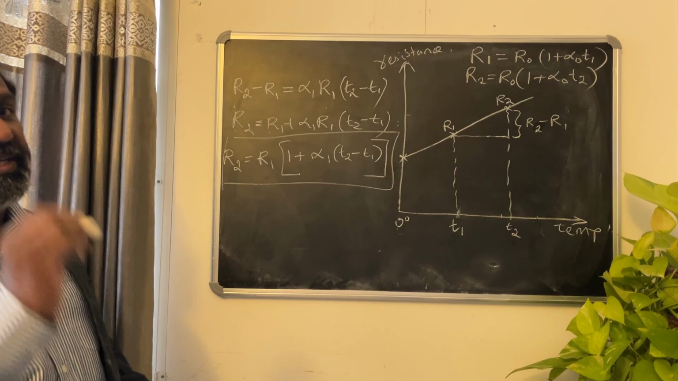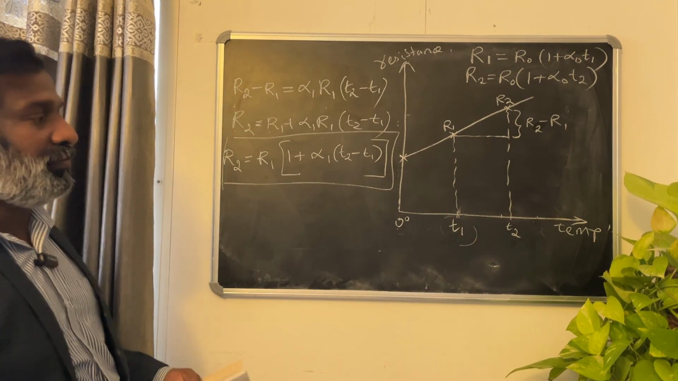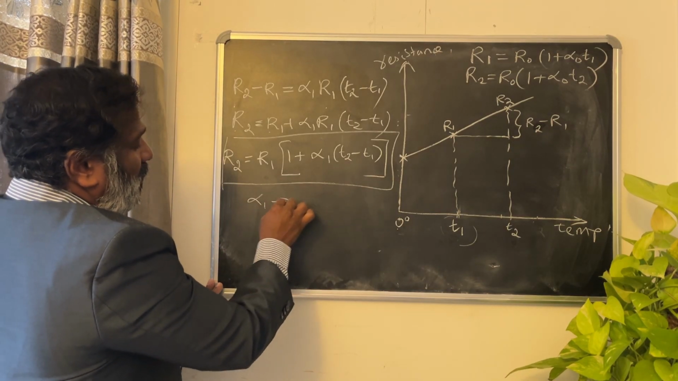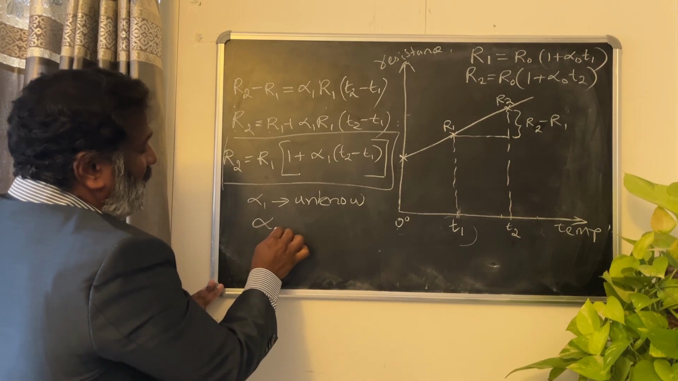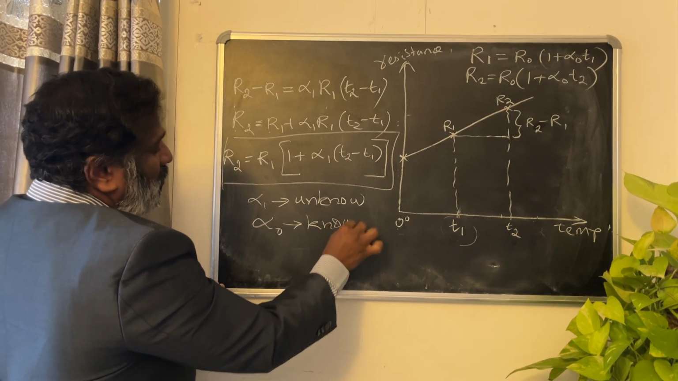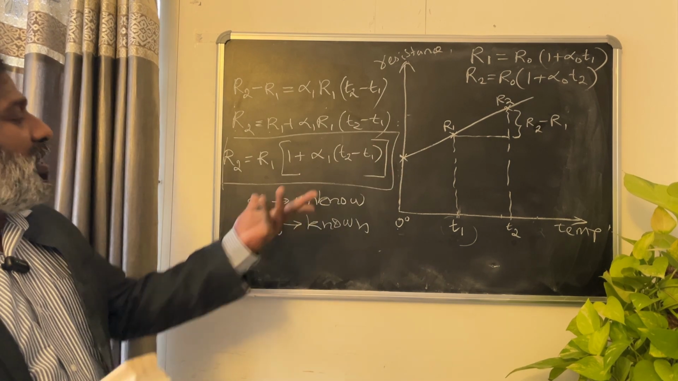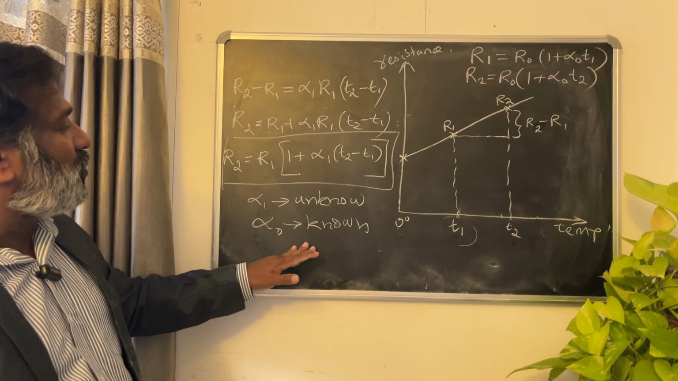But in some practical cases, the temperature coefficient at T1 will not be known. Alpha 1 will remain unknown. You will be knowing only alpha 0. Alpha 0 is known. Can you use this formula directly? Because alpha 1 is unknown. We know only alpha 0. Temperature coefficient of resistance at 0 degree is known.